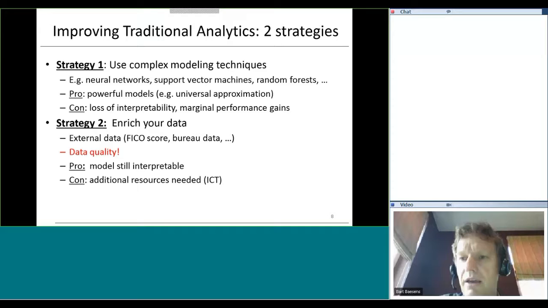So another strategy that we can use to boost the performance of our models is by working on their key ingredient. The key ingredient of an analytical model is data. Internal data, external data, and so on. So we could try to enrich our data, improve the data quality of our internal data, or maybe even consider purchasing some external data from a credit bureau. The advantage of doing this is that we can still rely on our simple models, so our models will still remain interpretable. The disadvantage is that we will need additional investments, especially in terms of ICT resources.